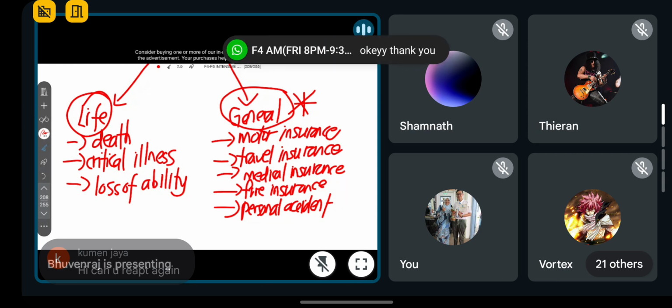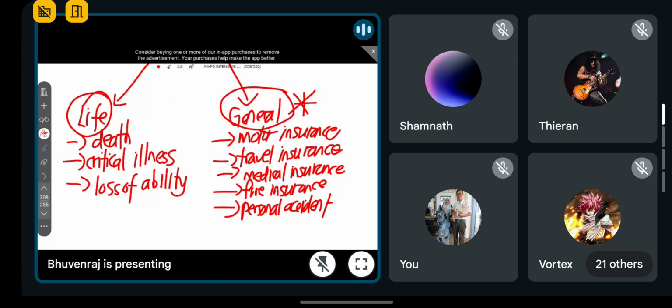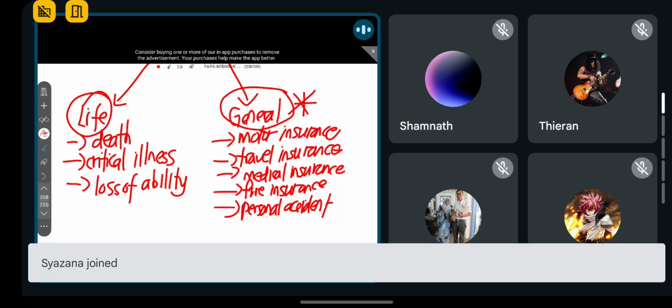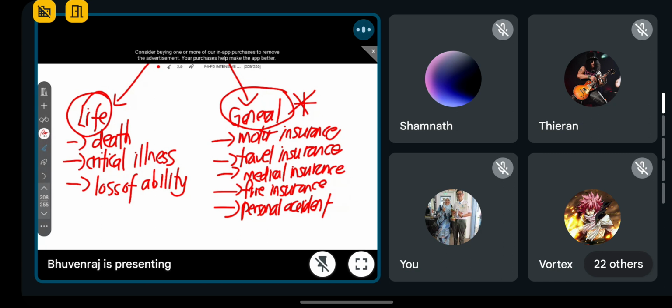This one actually is just memorized, nothing to repeat actually. I'm just saying the life insurance, the 3 major components is death, critical illness, and loss of ability. General insurance we can divide into 5. Motor, travel, medical, fire, personal accident. Okay, these are all the types lah, semua jenis insurance yang kita ada.